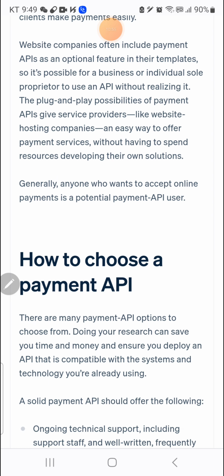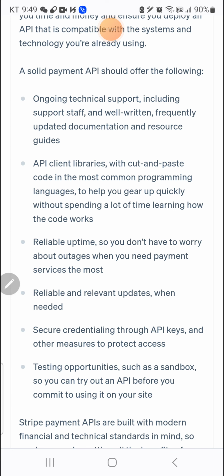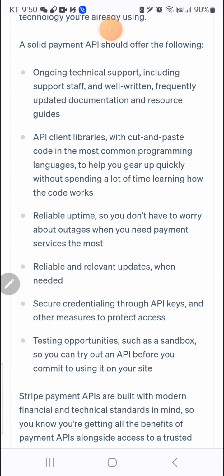How to choose a payment API? There are many payment API options to choose from. Doing your research can save you time and money and ensure you deploy an API that is compatible with the systems and technology you are already using. A solid payment API should offer the following: ongoing technical support, including support staff and well-written, frequently updated documentation and resource guides. API client libraries with cut and paste code in the most common programming languages to help you gear up quickly without spending a lot of time learning how the code works.